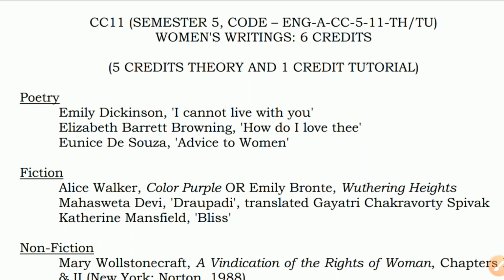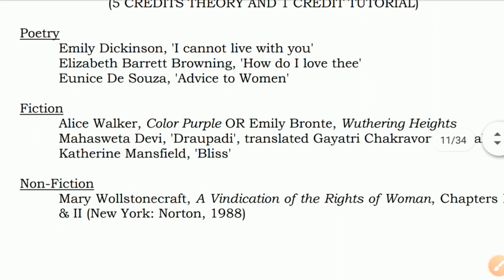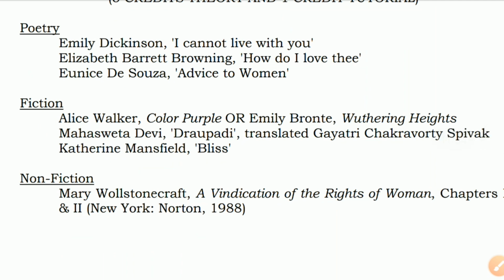You have 3 poems in this section: Emily Dickinson's I Cannot Live With You, Elizabeth Barrett Browning's How Do I Love Thee, and Eunice de Souza's Advice to Women. And then another section, that is fiction. From the fiction section, 3 fiction writings are here. Number 1, Alice Walker's The Color Purple or Emily Bronte's Wuthering Heights. Then Mahasweta Devi's Draupadi, which is translated by Gayatri Chakravorty Spivak.